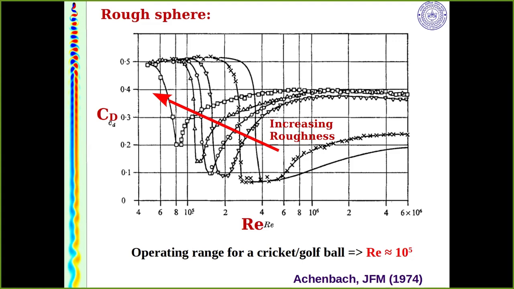Now, please remember that if you take a cricket ball or a golf ball, it operates around this Reynolds number range, 10 to the 5th. Whereas for a smooth sphere, we saw it is at around 3 to 4 times 10 to the 5th. So typically these balls are engineered.